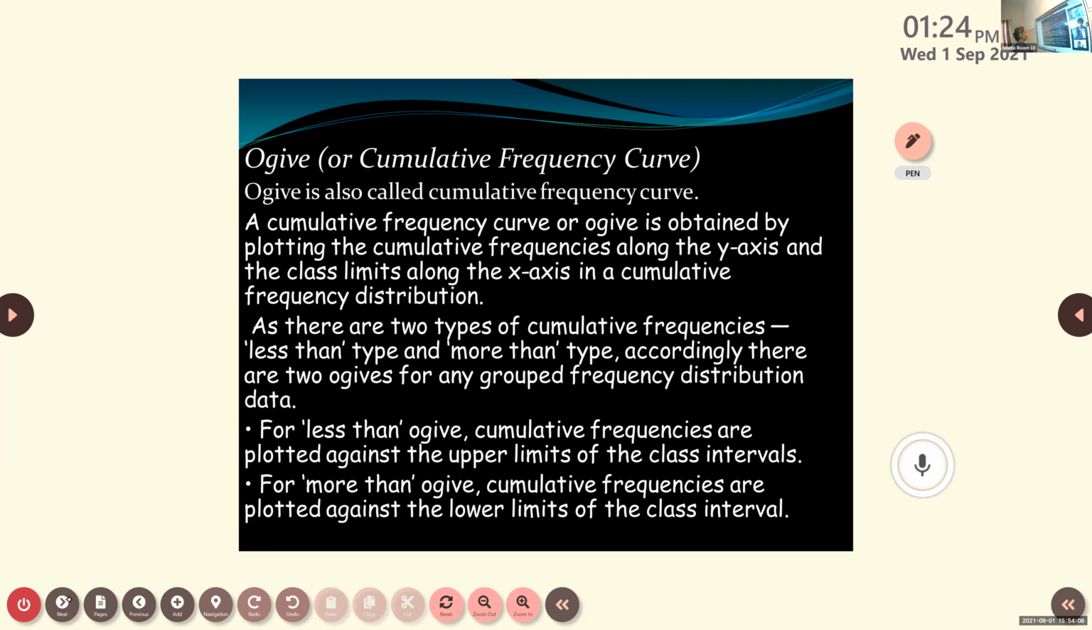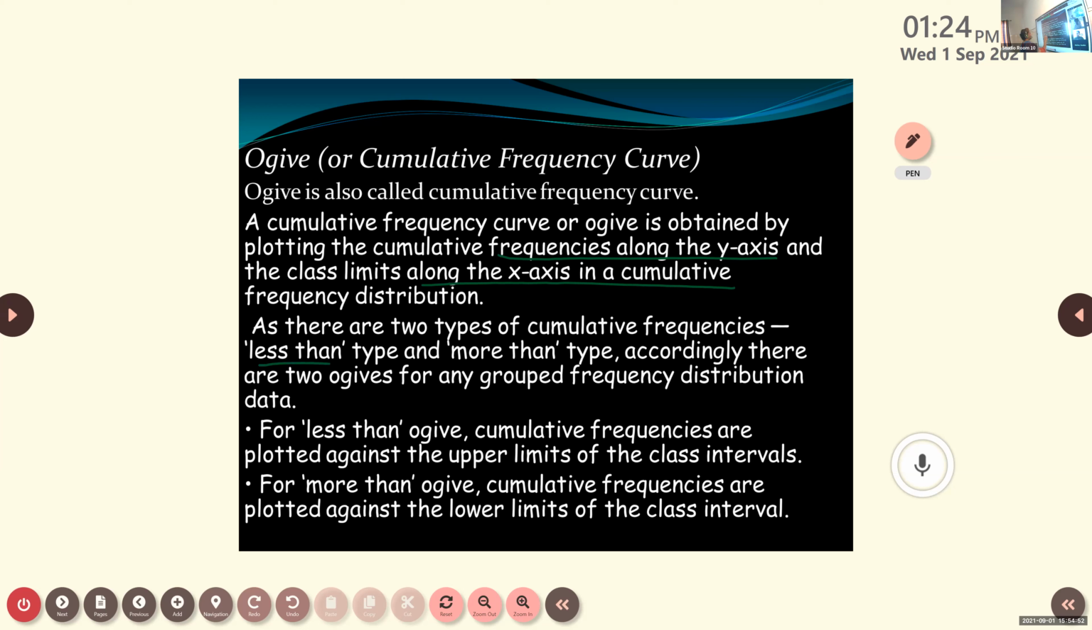Now, how are we obtaining this? Cumulative frequencies we will be plotting on the y-axis, and the class limits we are plotting on the x-axis. Just understand, on the y-axis, which one are we plotting? Frequencies. Then class limits we are plotting on which axis? X-axis.